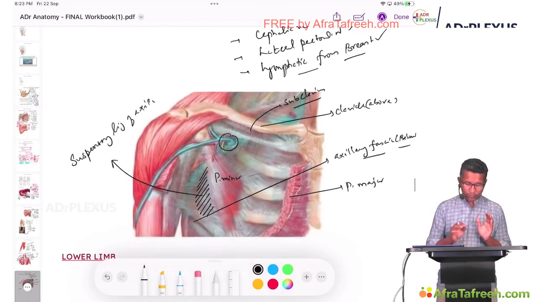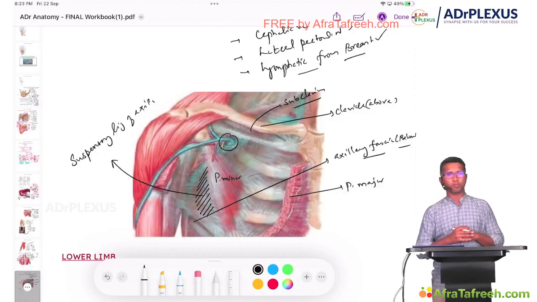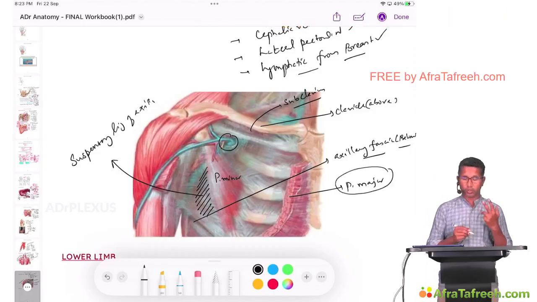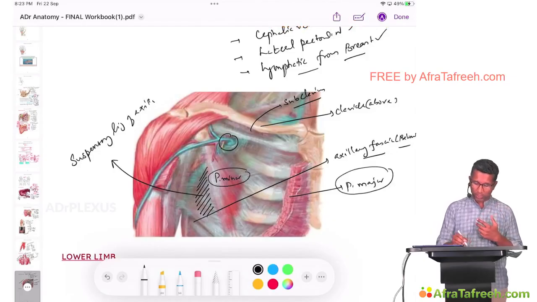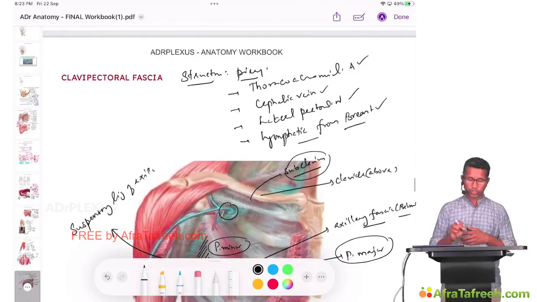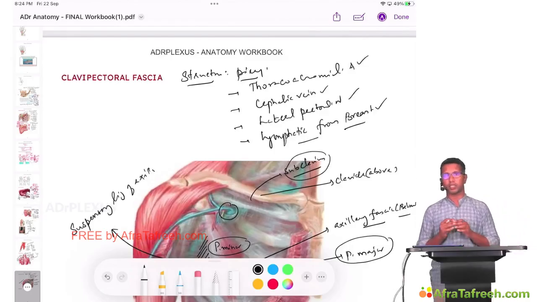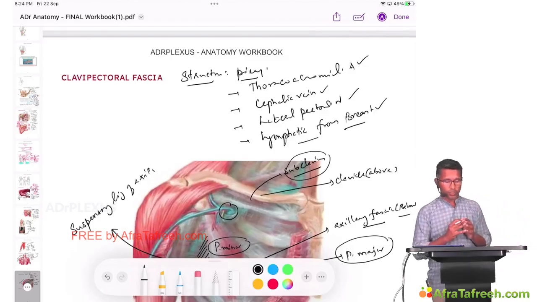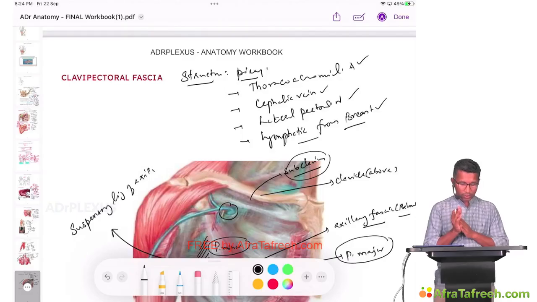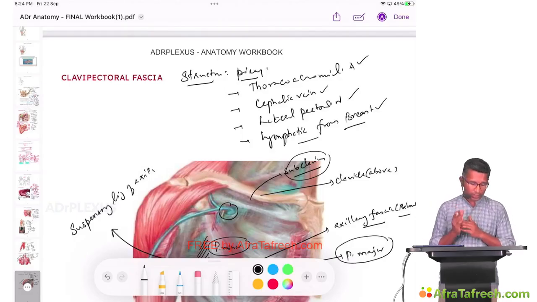So clavipectoral fascia lies deep to the pectoralis major muscle. It encloses two muscles, pectoralis minor and subclavius. And you should know the structures which pierce the clavipectoral fascia. So these are the four structures. I think I'm clear with this. Okay, so with this we are done with the upper limb session.